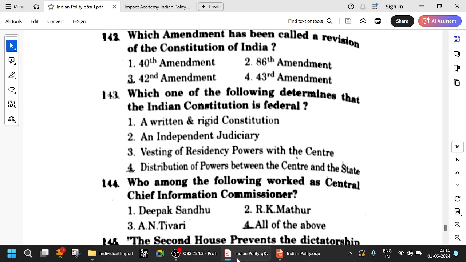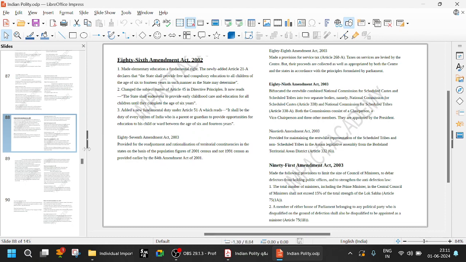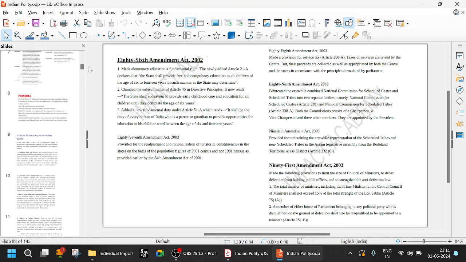Which of the following determines the distribution of powers between the center and the states? Basically Schedule 4. Okay, no, Schedule 7, I'm sorry. Schedule 7 is the distribution of powers between center and state. It talks about the union list and all those things, right?